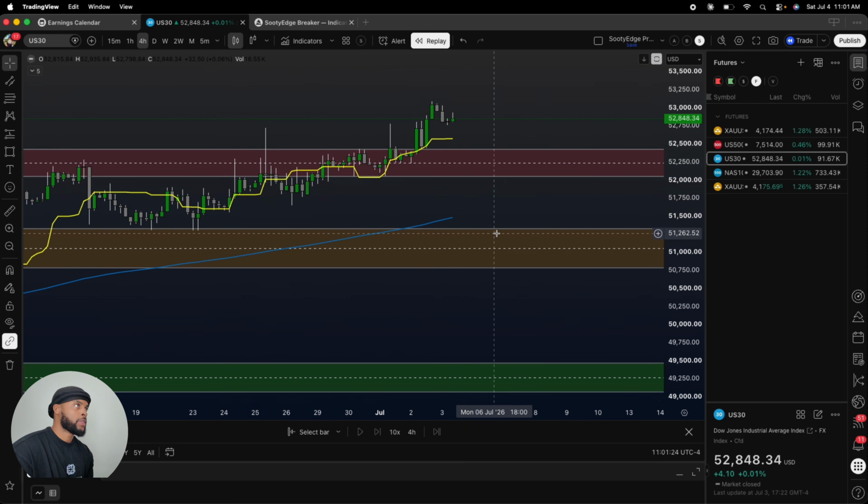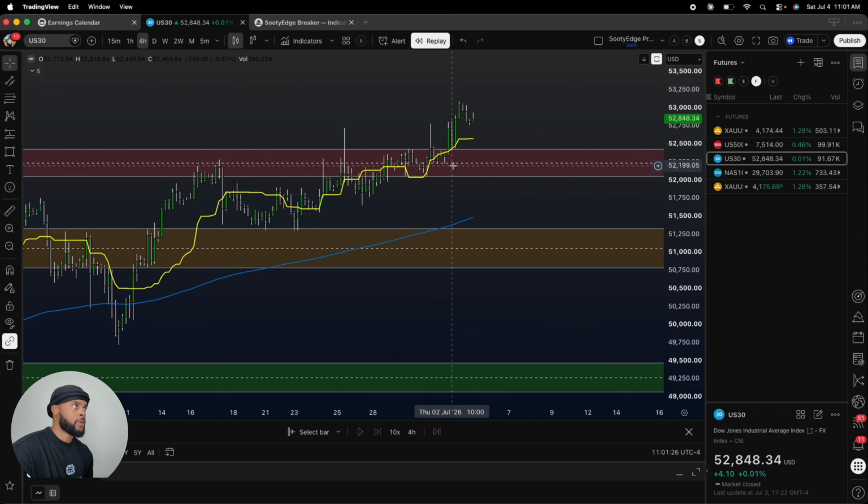All right, so technically right now we just broke out of a level. I wouldn't be surprised, like I said, if we came back to this level and filled this in. I wouldn't even be surprised if we came all the way back to this level, right? And kind of filled this little space in right there, right? So pullback can happen from here, right?